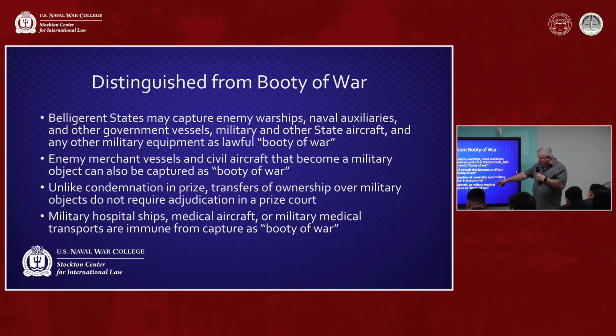And again, unlike the condemnation in prize, the transfer of ownership over these military objects is not required to be adjudicated by a prize court. Exempt from booty of war are military hospital ships, medical aircraft, or other medical transports.